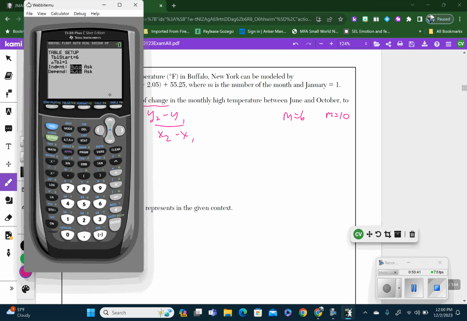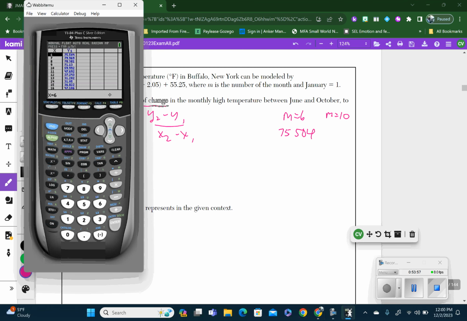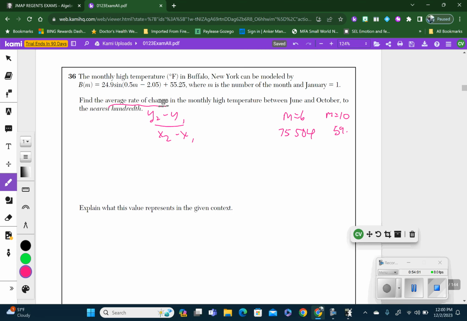So I have 6, and then I have this lovely number right here, 75.504. And then across from 10, the number that I have is 59.992. And so now I'm plugging it into my calculator, right?